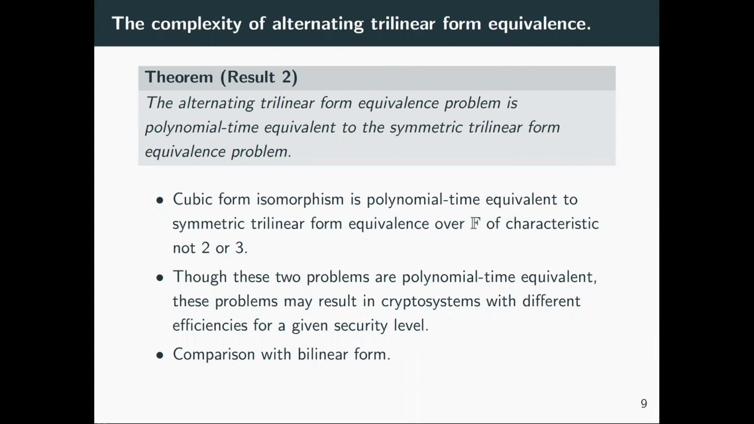Therefore, though these two problems are polynomial time equivalent, they may result in cryptosystems with different efficiencies for a given security level. And we also compare with bilinear forms, because in the bilinear form condition we say that alternating bilinear form is easier than symmetric bilinear form, but in trilinear form we say that they are polynomial time equivalent.